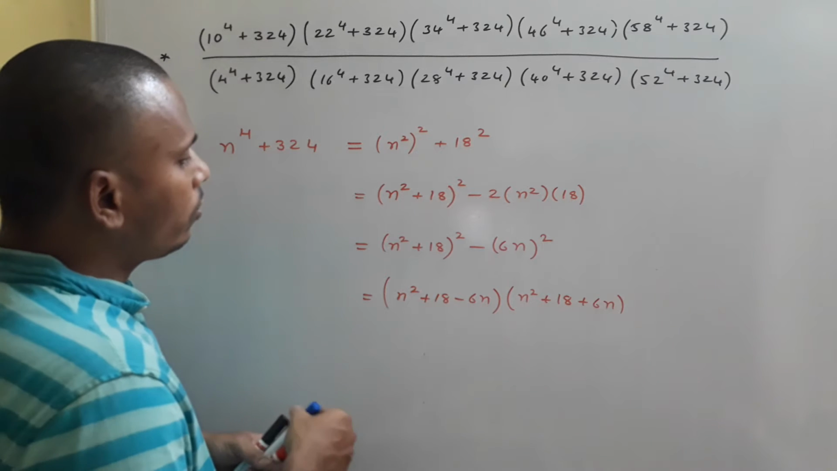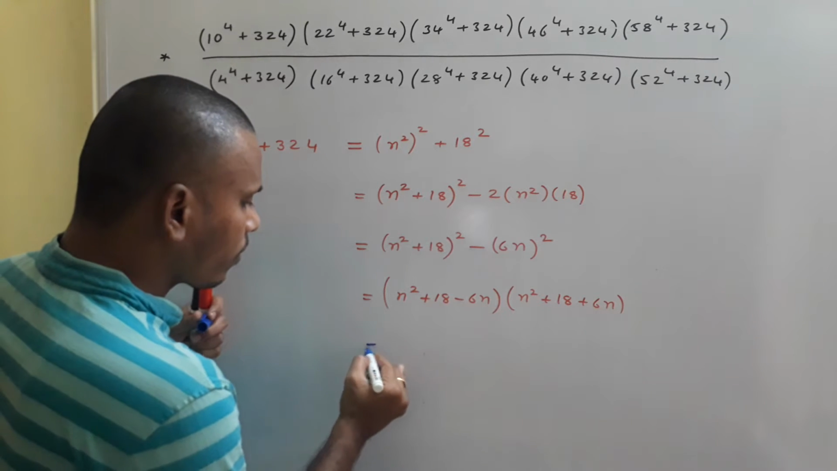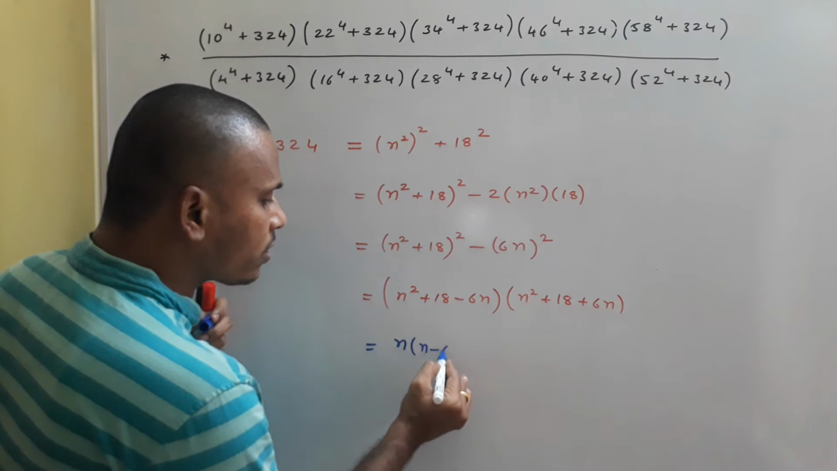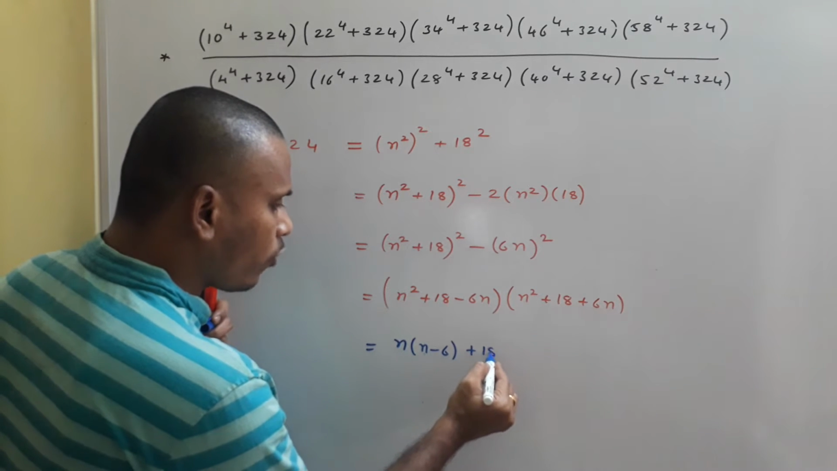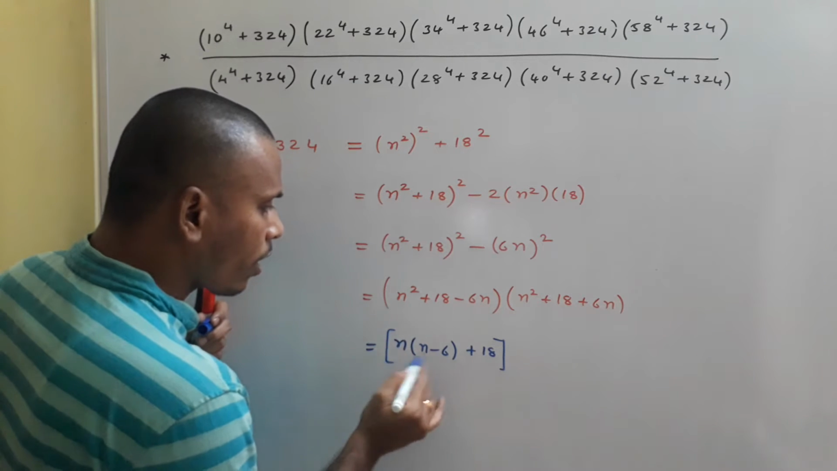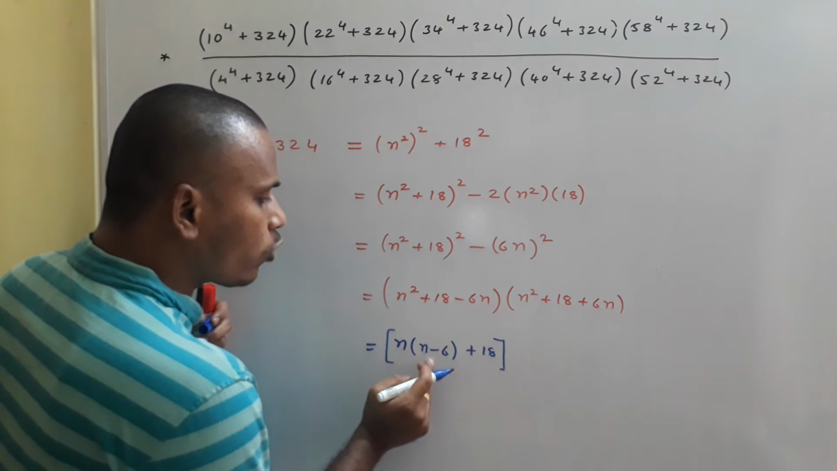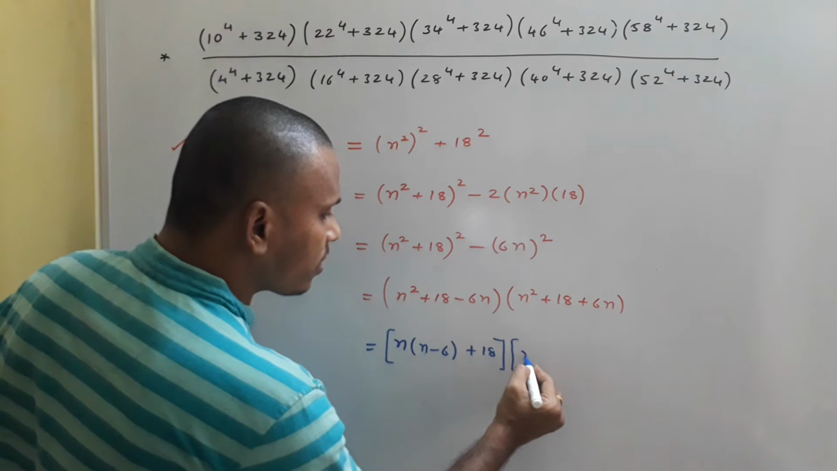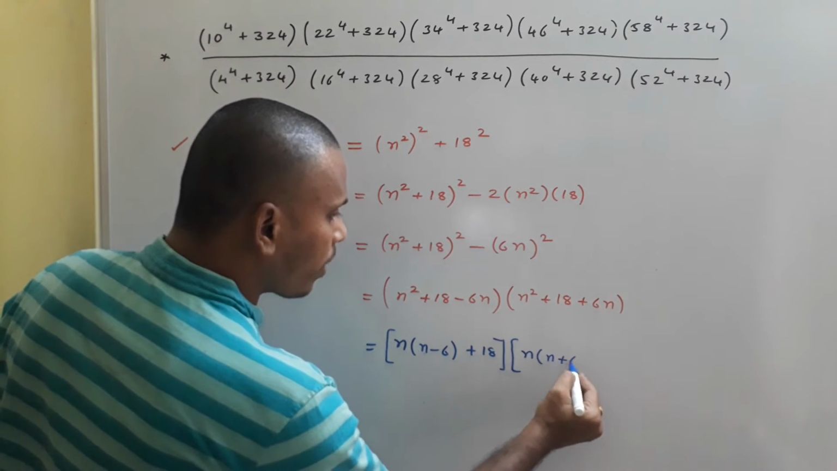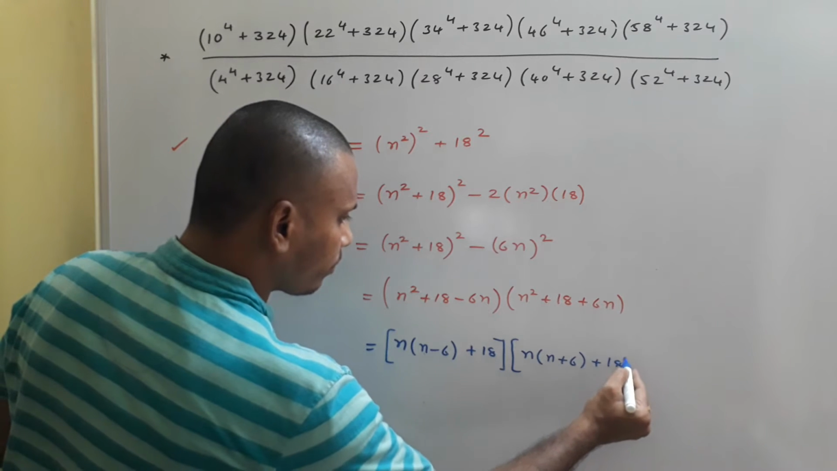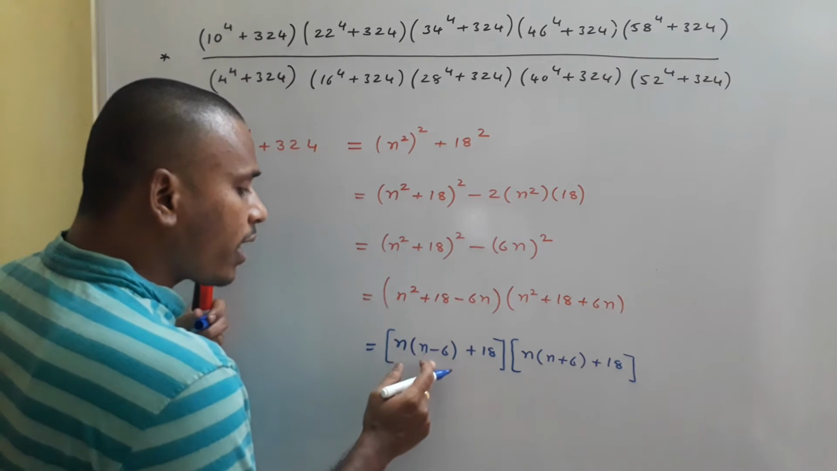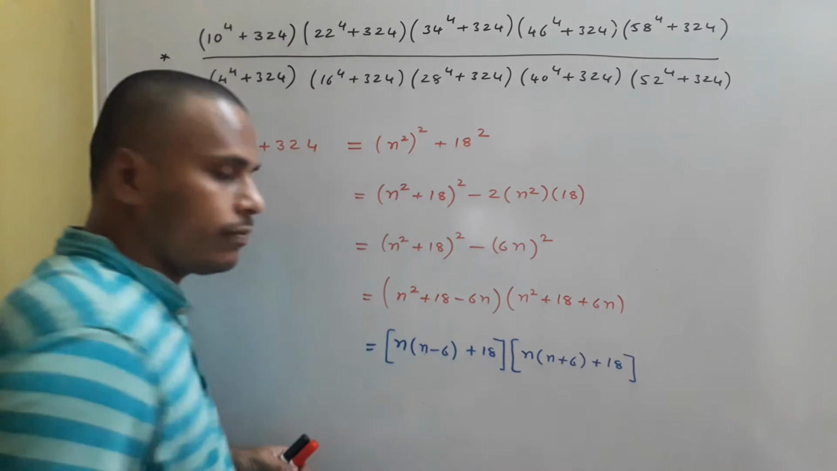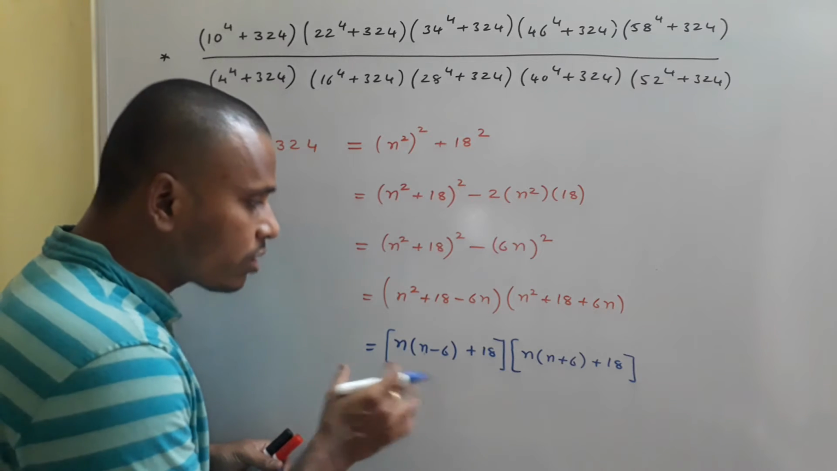Now n square minus 6n can be written as n into n minus 6. Observe very carefully, this is a very interesting point here. n square minus 6n is n into n minus 6, and plus 18. Here n square plus 18 plus 6n is simply n into n plus 6 plus 18. Then n into n minus 6 plus 18 as well as n into n plus 6 plus 18. Is it clear? You just have a look.